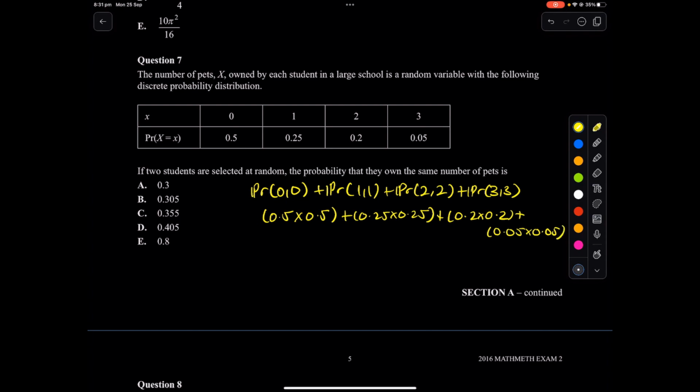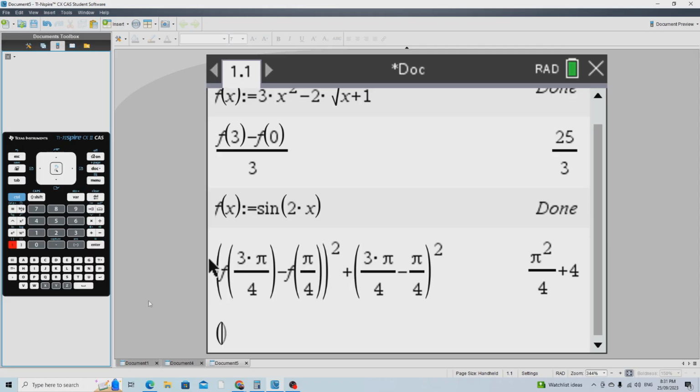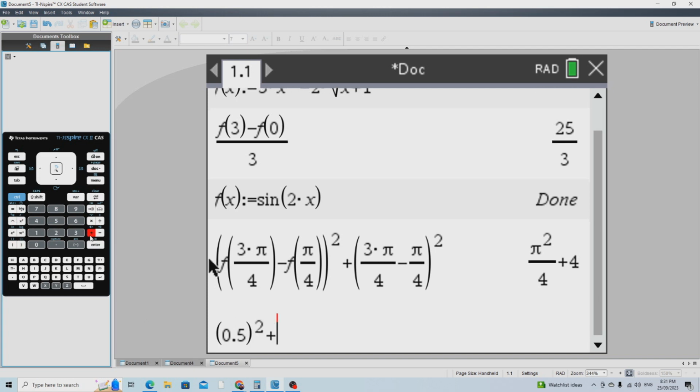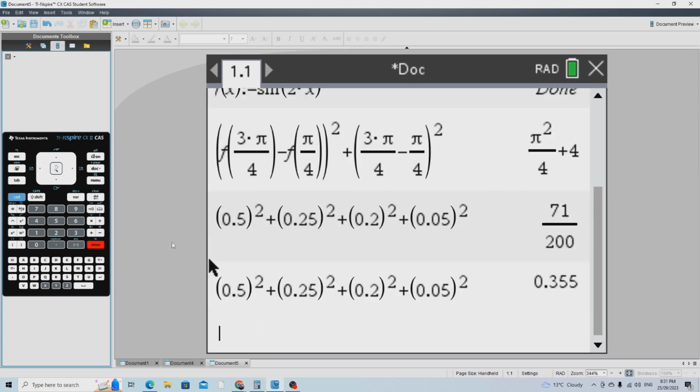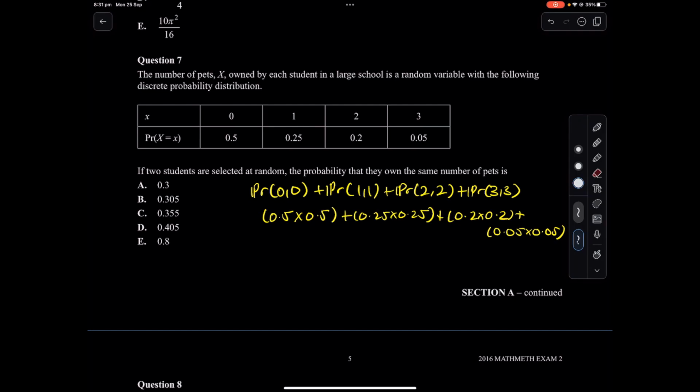Let's do that. So, which is just 0.5 squared plus 0.25 squared plus 0.2 squared plus 0.05 squared. And that gives us, control enter, 0.355. So choose C as your answer.